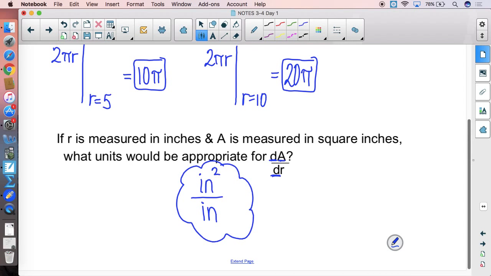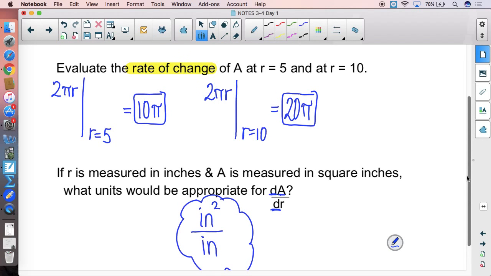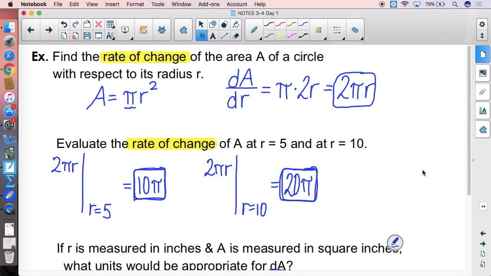So if we went back up, we could apply that to this when r is 5. When the radius is 5, the area of the circle is changing at about 31.4 square inches for every inch of radius that gets added. The area changes much faster when we start getting a larger circle, because for each inch of radius we get more area than we did for that previous inch of radius being added.